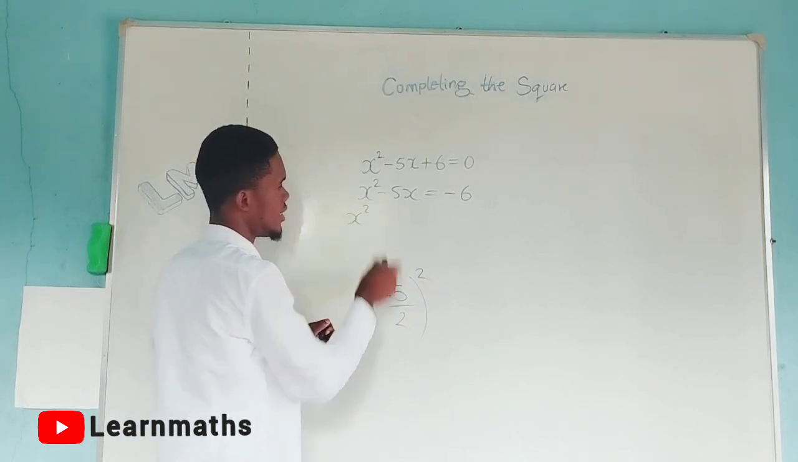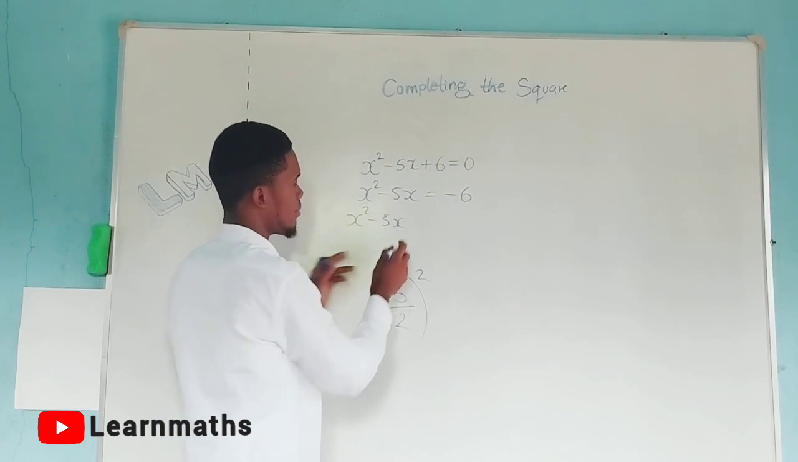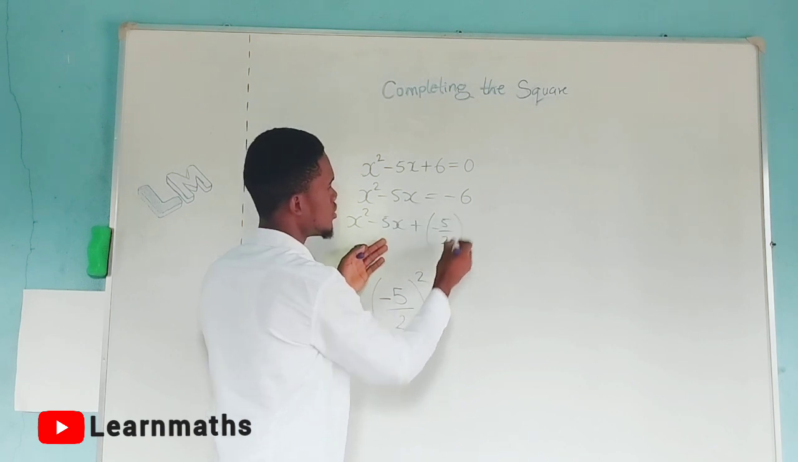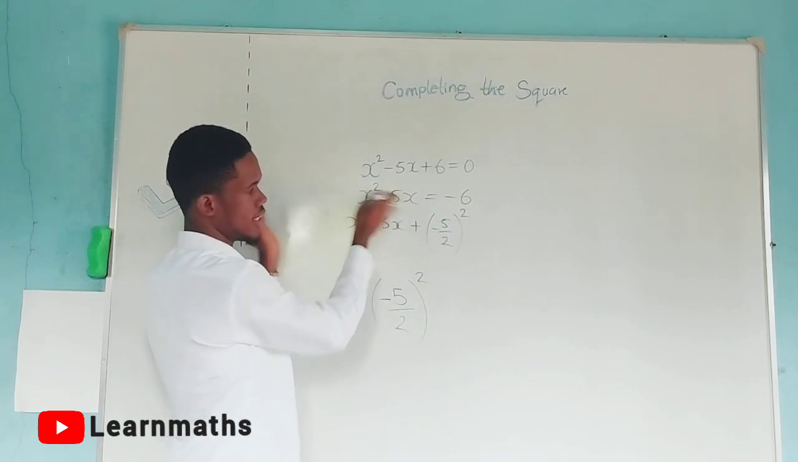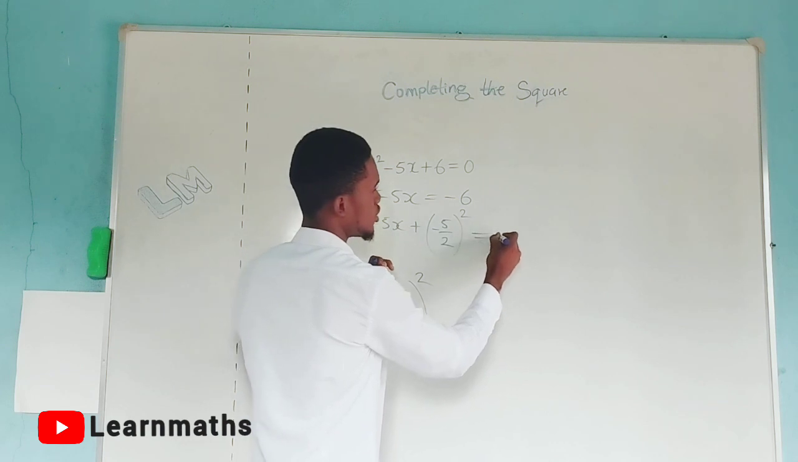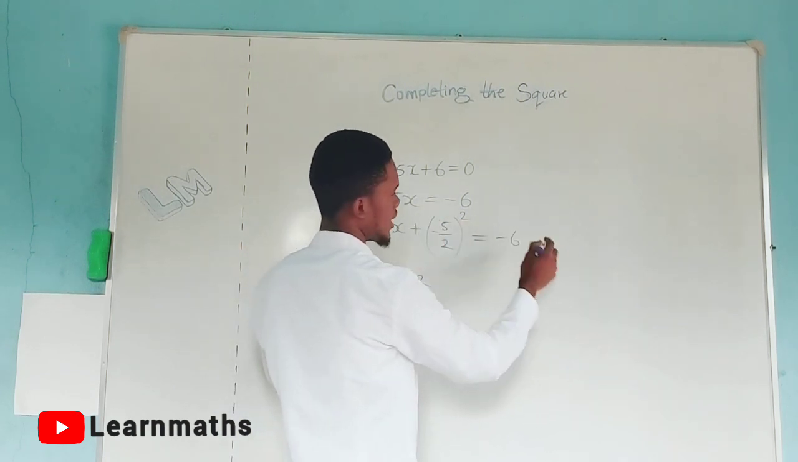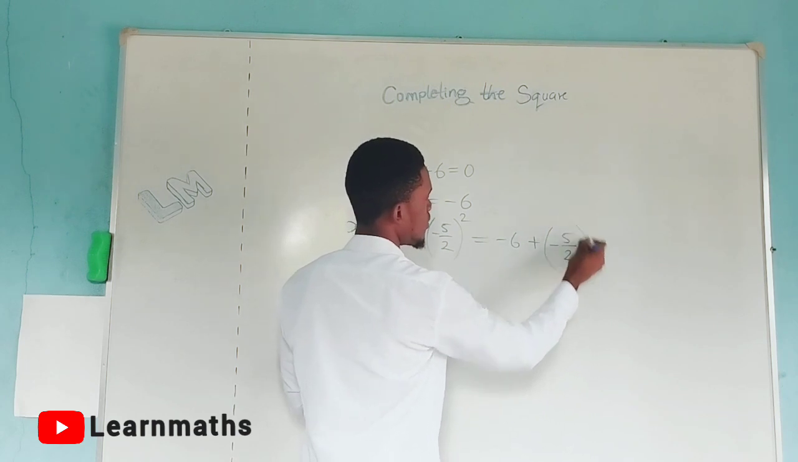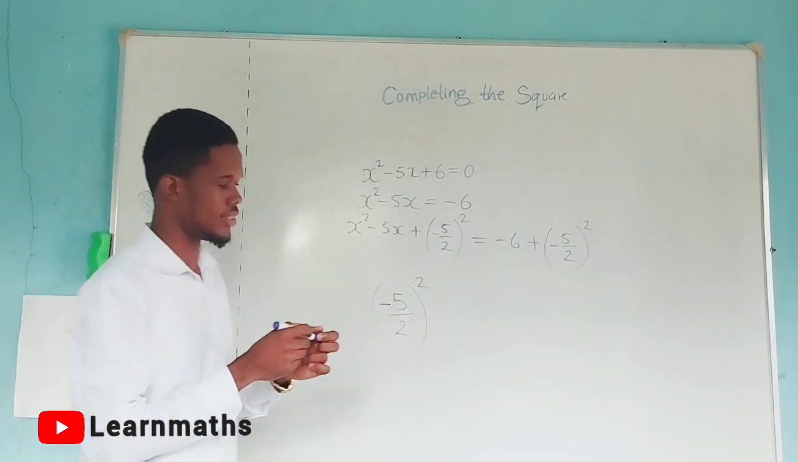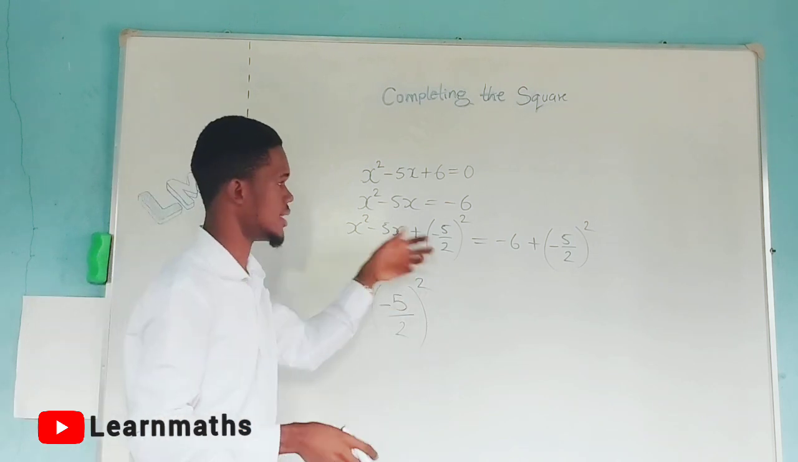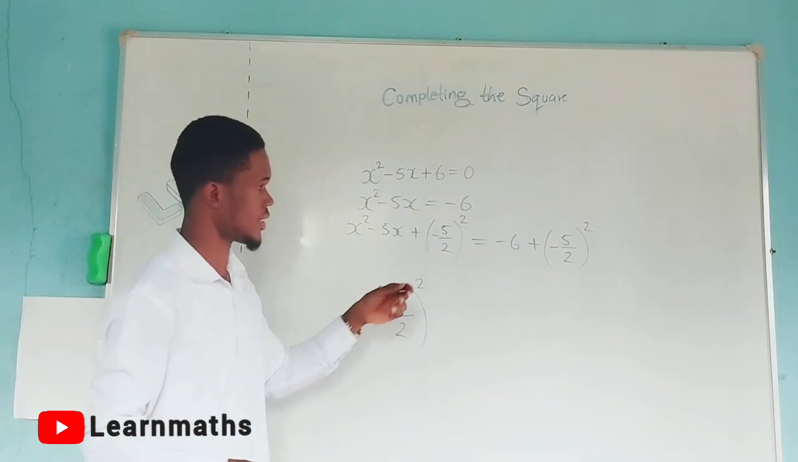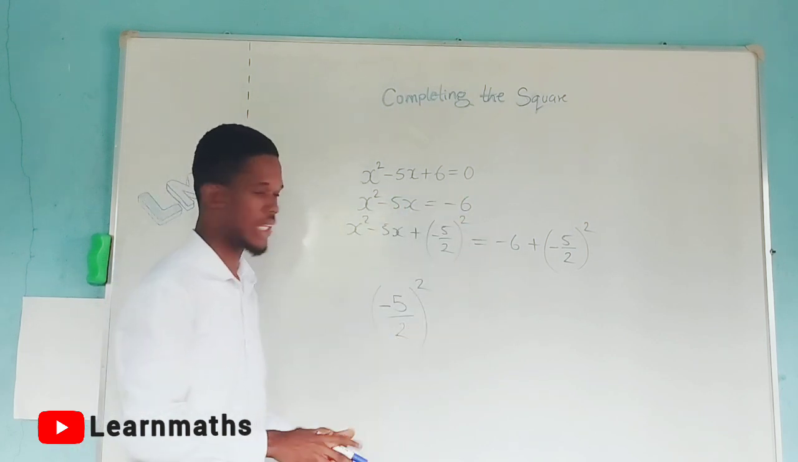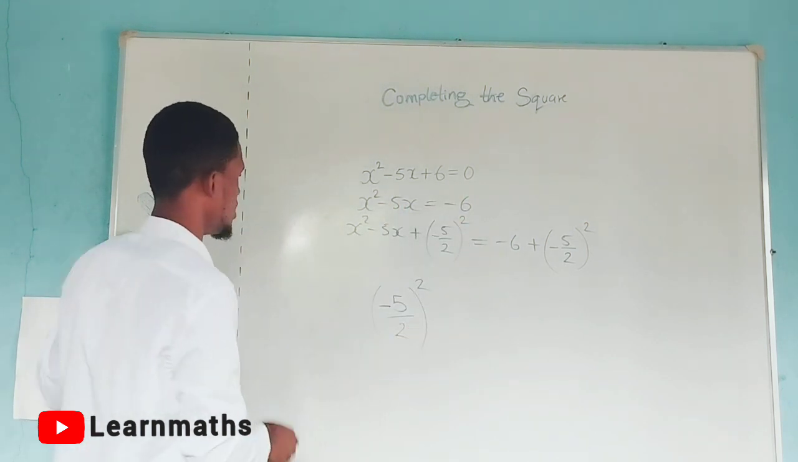So let me add this now to the left hand side. I'm going to have plus negative 5 over 2 squared. I've added this now to the left hand side. Let me also add this to the right hand side. So I'm going to have plus negative 5 over 2 squared. Right? That's the third step. Add to both sides, that is this side and this side, the right and left side. Now I've done that step. Let's go to the fourth step.